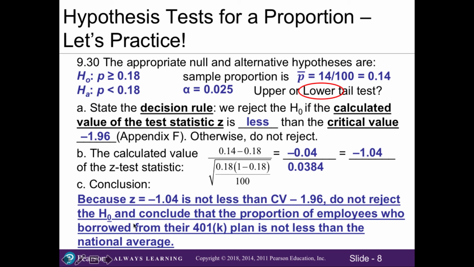And then it's important that after you make the decision on whether or not you reject the null, we have to be able to explain it in layman's terms, what it means in terms of the story. So this latter part here of our statement talks about the employees versus the national average.